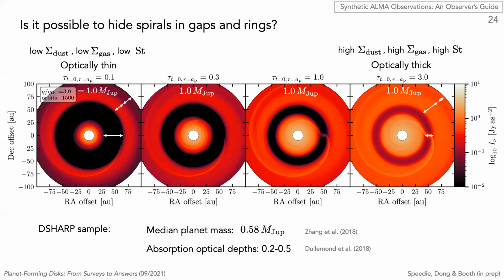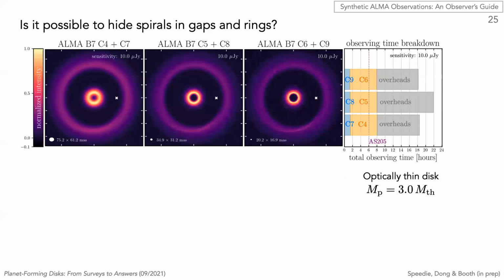This could be relevant for the D-sharp disks. Delamonde et al. estimated the ring optical depth in the D-sharp sample to be somewhat borderline, and the Zhang et al. inferred planet masses are quite high. So let's take a closer look at the worst case, where we have a massive planet opening a wide gap in an optically thin disk. Here, for example, are ALMA observations of that disk with really good sensitivity, around 20 hours of observing time. With a low angular resolution configuration, there's no obvious trace of the spiral in the image. At higher angular resolution, moving to the right, you can begin to see the spiral standing out against the ring.